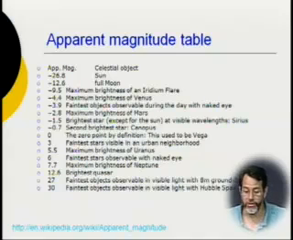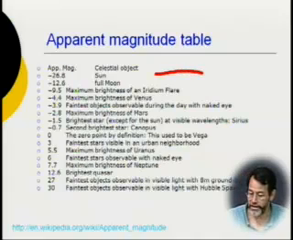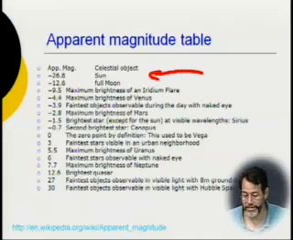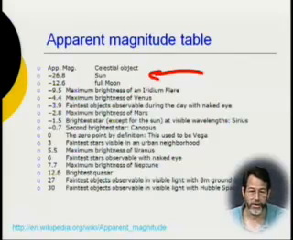Let's look at apparent magnitudes. What's the brightest thing around? The brightest thing around is the sun. The sun is so bright it is technically minus 26.8. Really, really bright. Again, don't look at the sun, or that's pretty much it for your eyes.